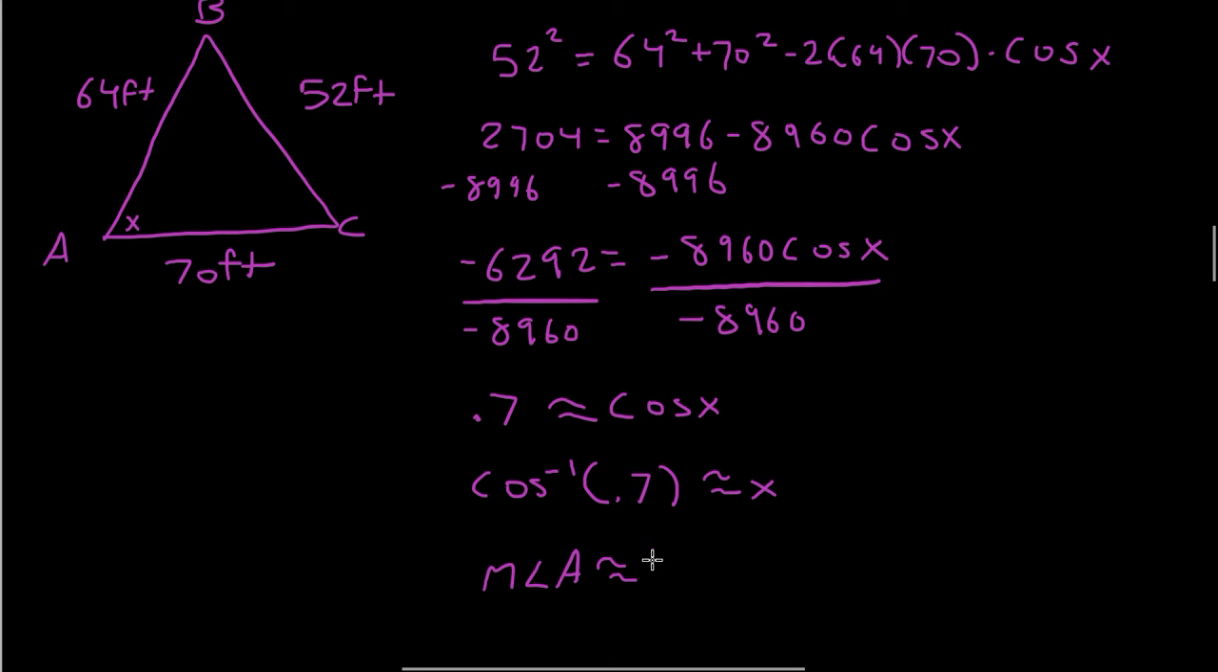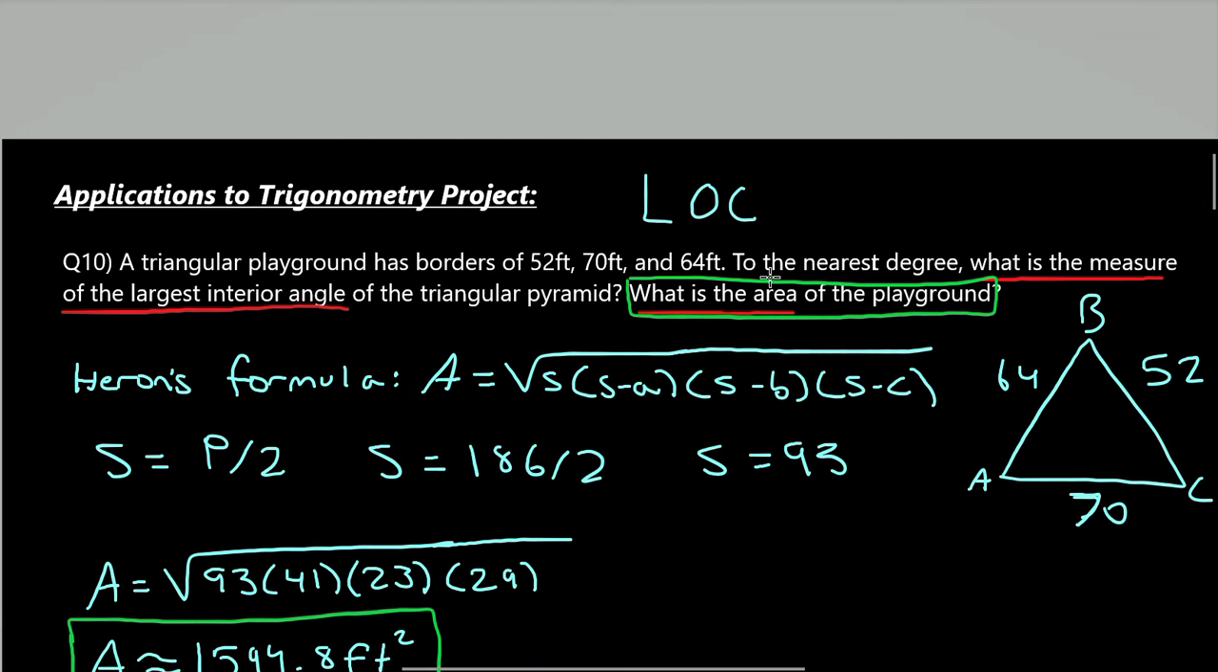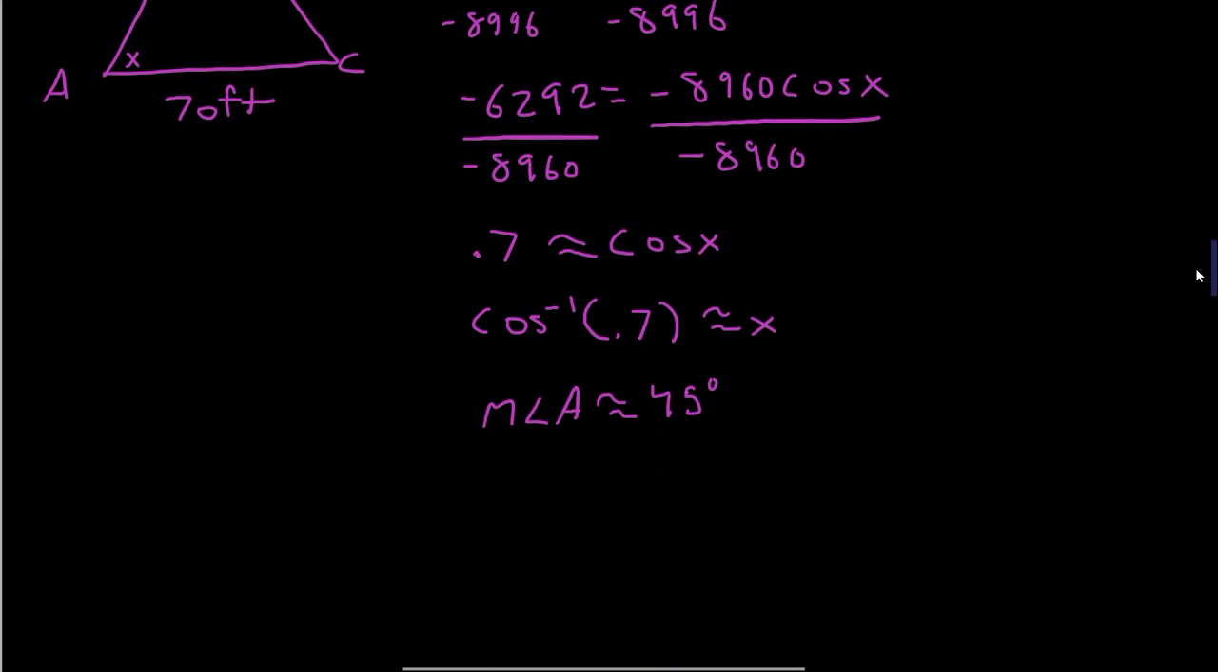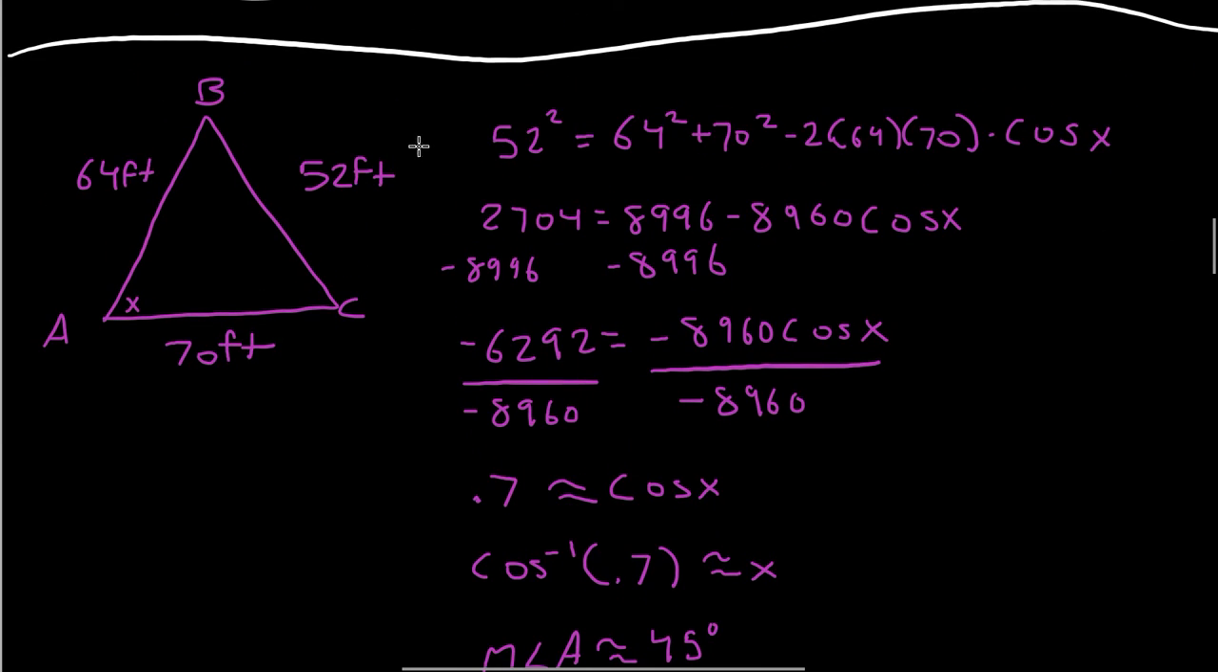which is 45 degrees. The real answer would be roughly 45.4, but remember the question asks for the nearest degree, so the nearest degree would be 45 degrees. Okay, so now we're going to solve for the measure of angle B. This is going to be our new x variable.